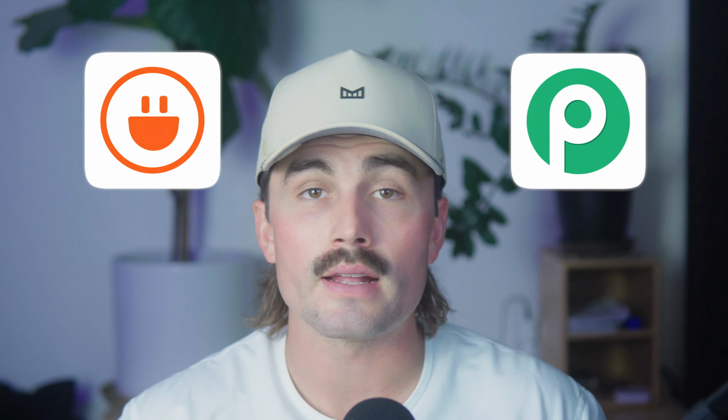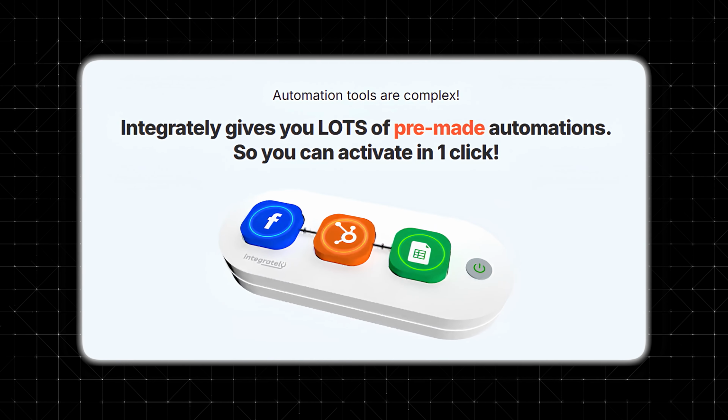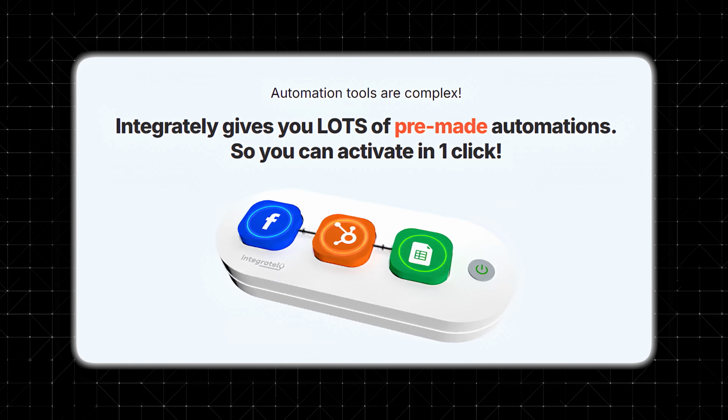Option two, Integrately or Pabbly, easy versus advanced. Maybe you're not into Zapier. Two other tools to know are Integrately and Pabbly Connect. Integrately is kind of like Zapier's more beginner-friendly cousin. It comes with a bunch of one-click automation templates, which means there's no setup headaches.